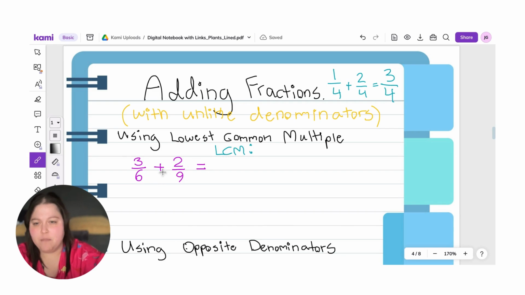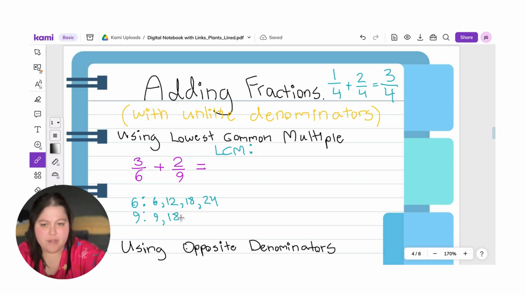Essentially for LCM, I'm going to take my first denominator and my second denominator, and I'm going to list out my multiples. So I'm going to skip count by 6: 12, 18, 24, and then I'm going to skip count by 9: 18. I'm going to stop there because the lowest common multiple is 18. So that means when I rewrite my fractions, I will have them out of 18.